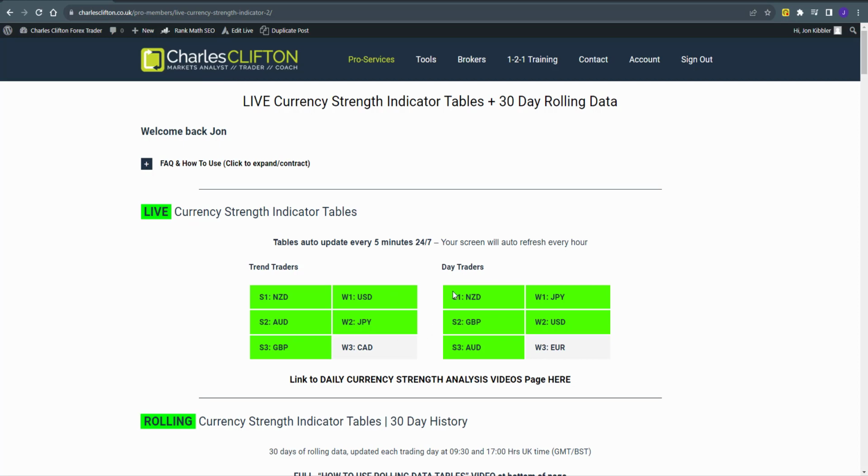We can see that the New Zealand dollar has come to the top of the tables today. The Australian dollar is still a strong currency, and we were looking at opportunities on Aussie US dollar, Aussie yen, and Aussie CAD. Now CAD has dropped away from the day traders table. It still appears here on the trend traders table, so there could still be some opportunity on Aussie CAD.